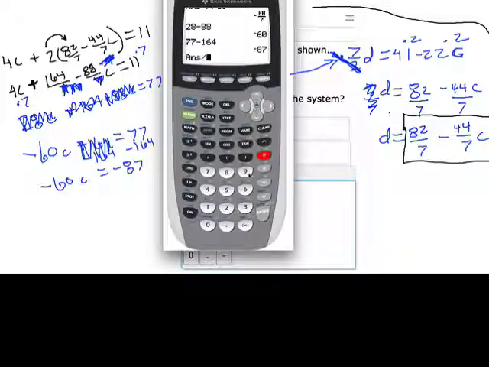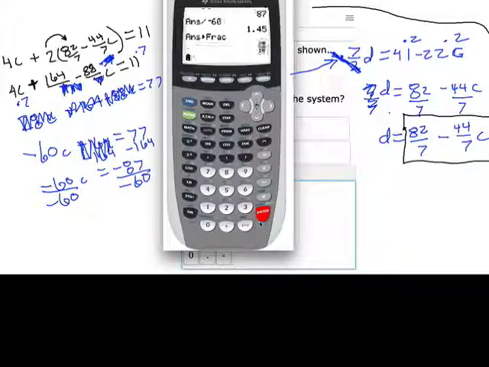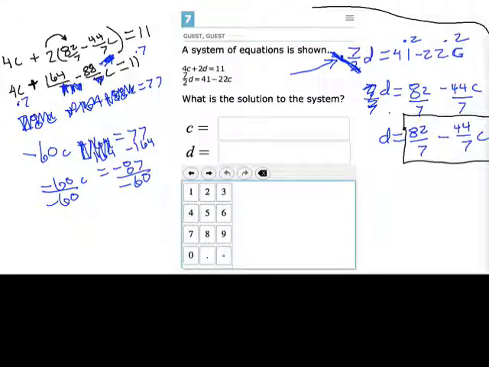Now I'm going to divide that by negative 60. And you can see why we're just dividing by negative 60, and our answer is 1.45. Math, enter, enter, 29 over 20. And that gives it to us simplified. 29 over 20. Let me double check that, make sure I had it right. Yep, 29 over 20.